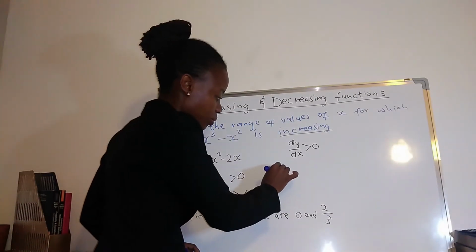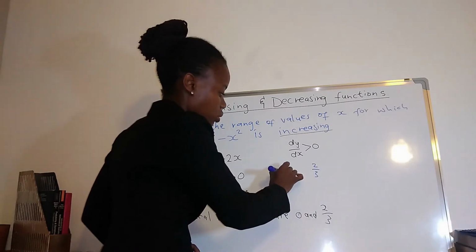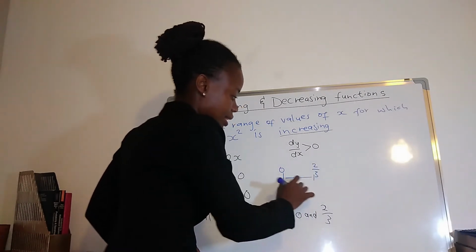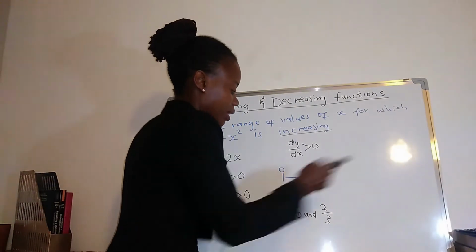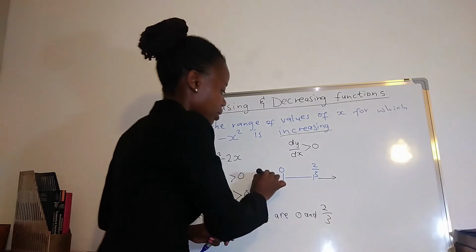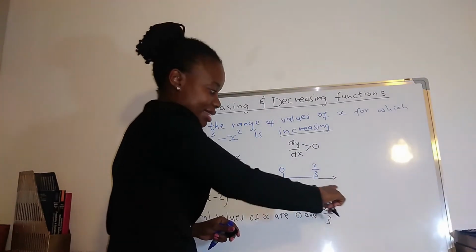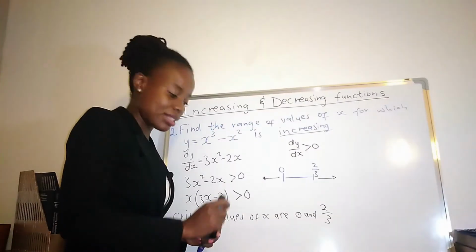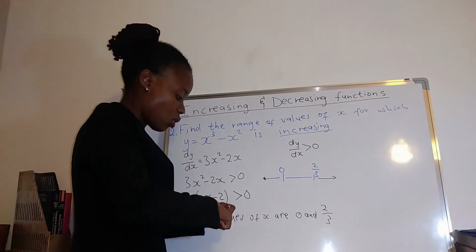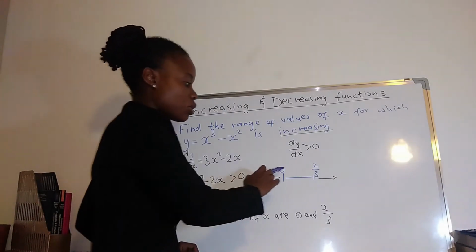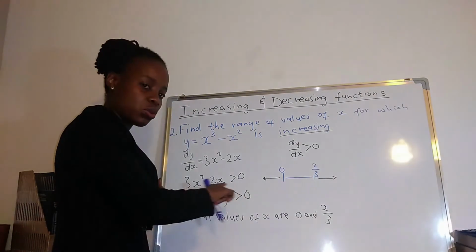We have 0 and we have 2 over 3. I want to check if it's increasing on this side or that side. If it's decreasing here, it means that this side and this side are increasing. So let's check. We're going to use a number between 0 and 2 over 3 to find if it's going to satisfy this equation.